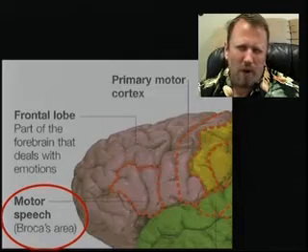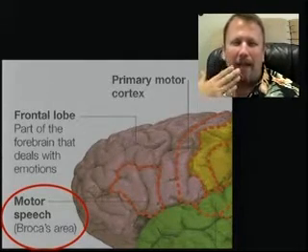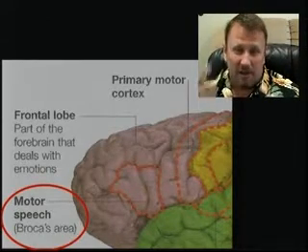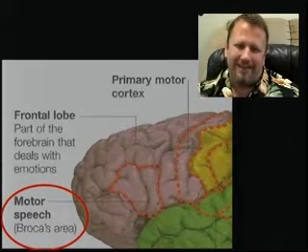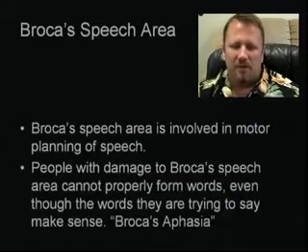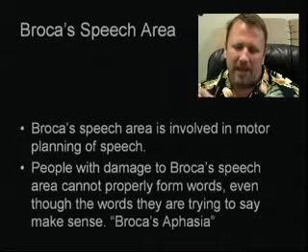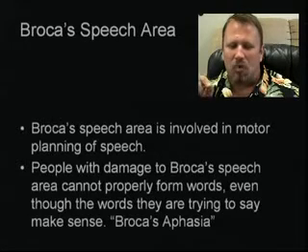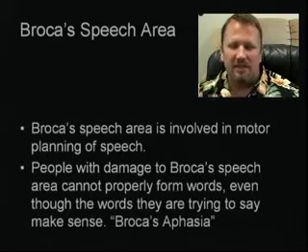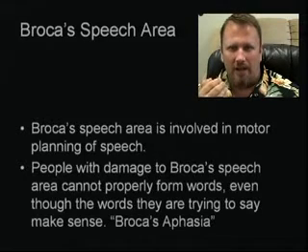Well, I wanted to point to Broca's speech area, since here on the picture it's involved in planning speech. Speech is a motor output, and speech does have an area of the brain that's dedicated to its formation, Broca's area. And so Broca's speech area is involved in the motor planning of speech. People with damage to Broca's speech area cannot properly form words, even though the words they're saying make sense. That's Broca's aphasia. So somebody with Broca's aphasia would sound like this.